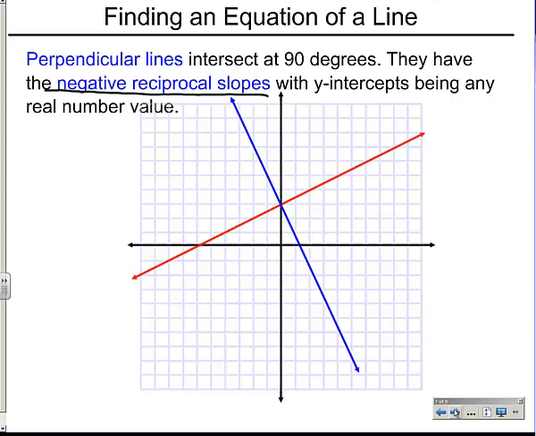Now let's go ahead and calculate the slope of the red line. So the slope of the red line is going to be, if I start here, up 1 over 2, so up 1 over 2, rise over run is 1/2. So let's do the slope of the blue one.